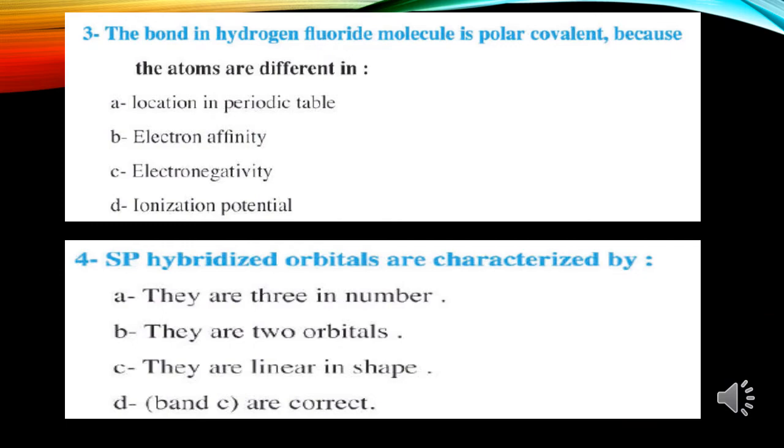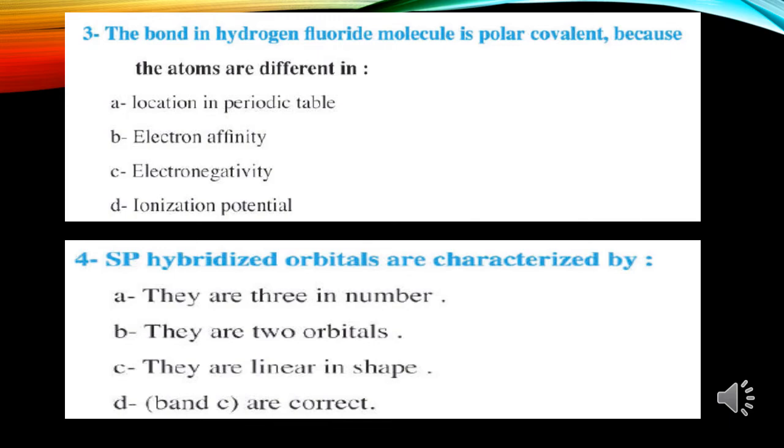Question number 3. The bond in hydrogen fluoride molecule is polar covalent because the atoms are different in A, location in periodic table; B, electron affinity; C, electronegativity; D, ionization potential. The answer will be C.